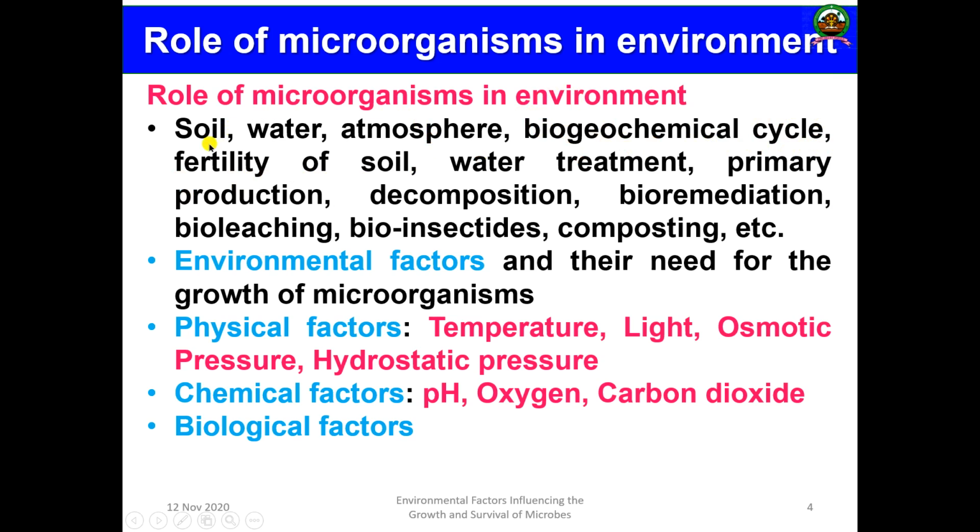Then the fertility of the soil. Fertile soil is required for agricultural crops. This fertility, primarily nitrogen, phosphorus, potassium, all those components, is maintained inside the soil by bacteria, fungi, etc. Next one, water treatment. Contaminated water can be treated and purified by bacteria. That is another important role. Next one is primary production.